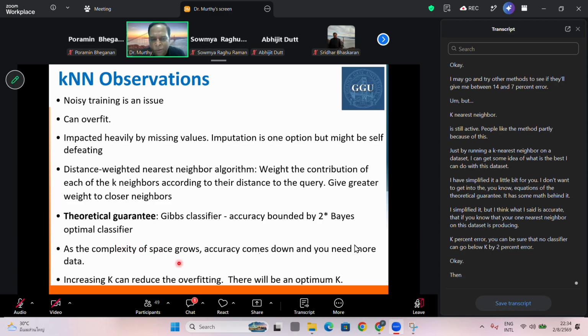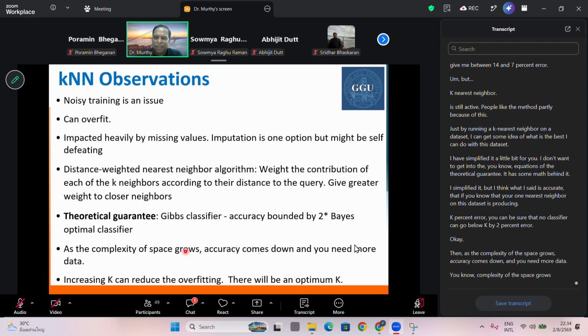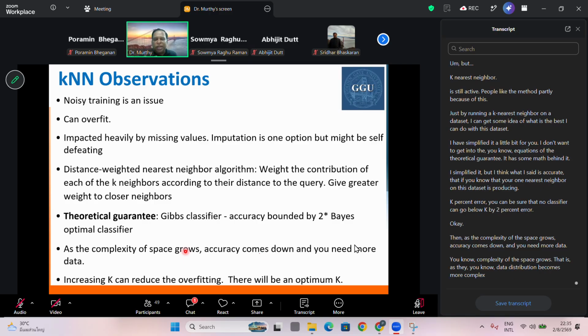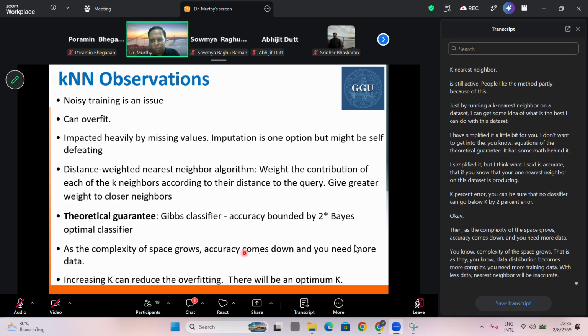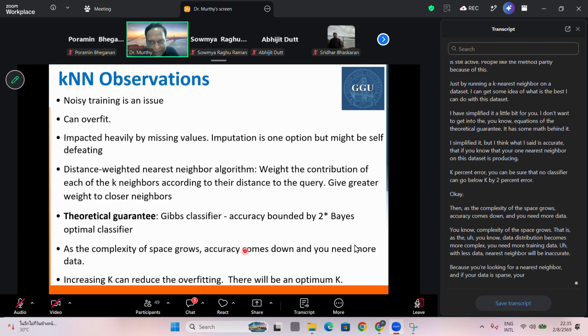Then as the complexity of the space grows, accuracy comes down and you need more data. That is, as the data distribution becomes more complex, you need more training data. With less data, nearest neighbor will be inaccurate because you're looking for a nearest neighbor, and if your data is sparse, your nearest neighbor may not mean anything.